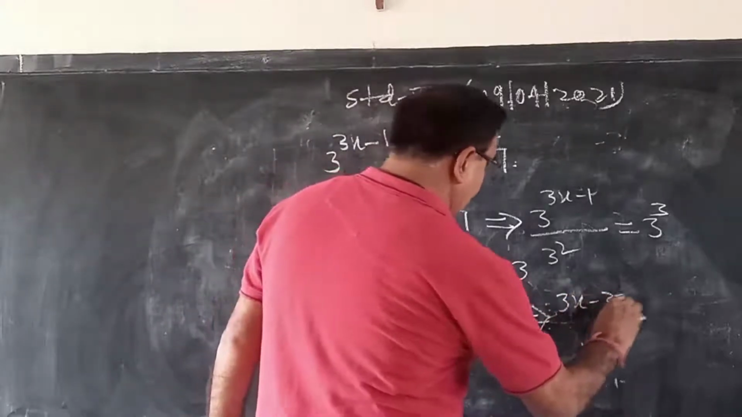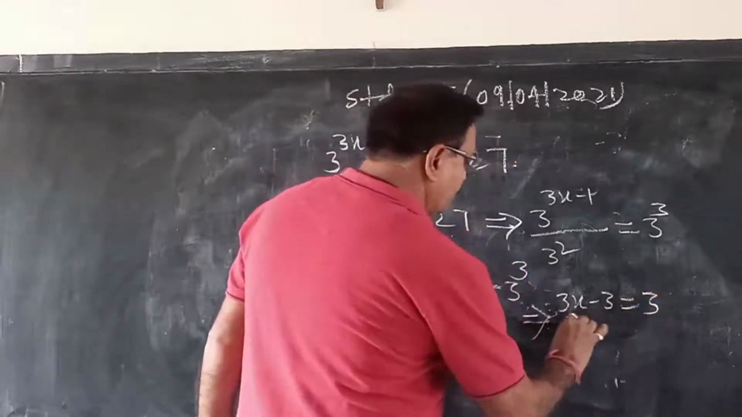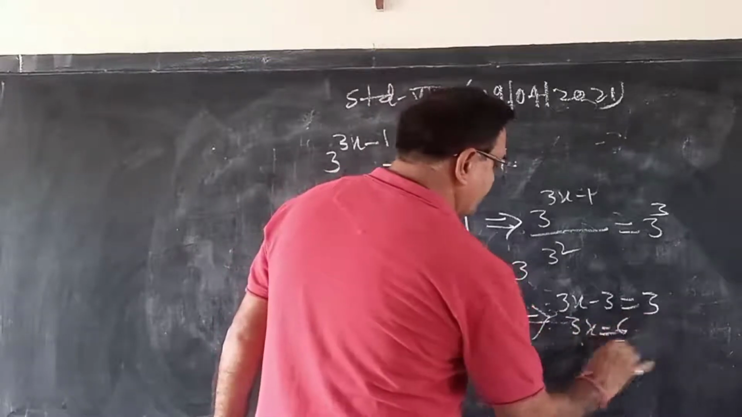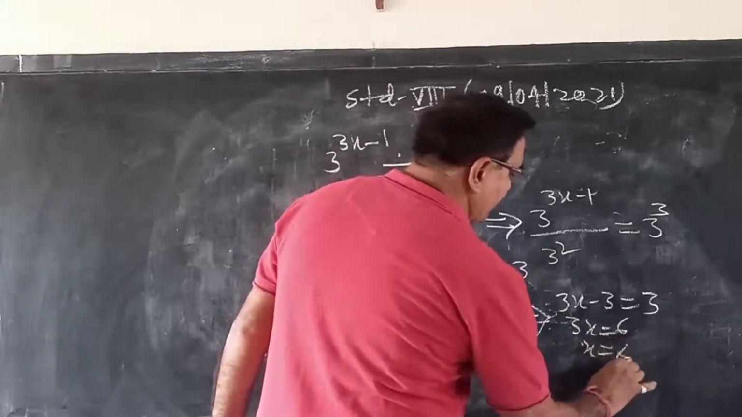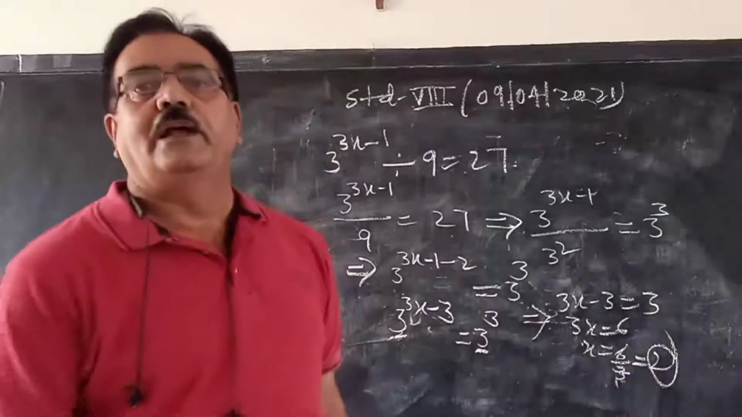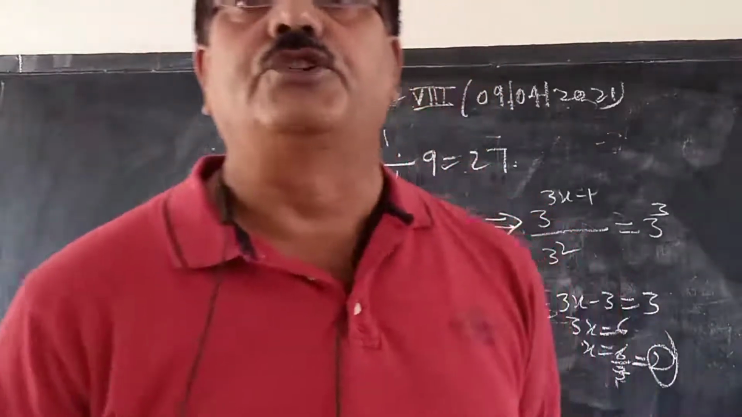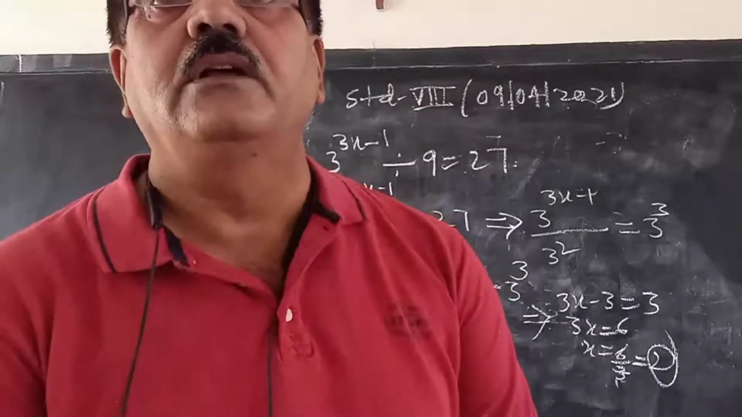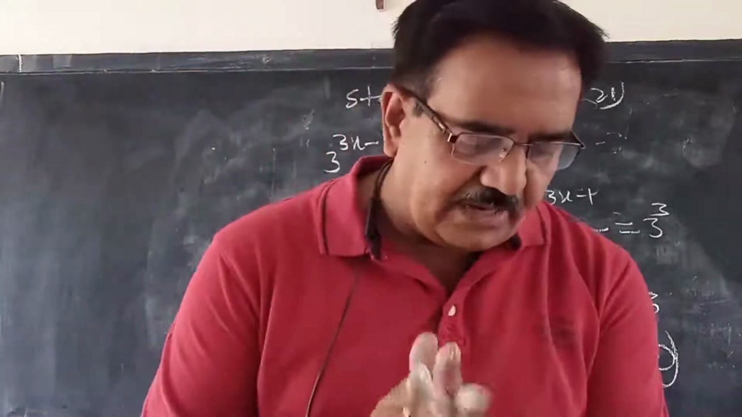3x minus 3 is equal to 3. So 3x is equal to 6. x is equal to 6 by 3, that is 2. So what is the value of x? The value of x is 2. Do you follow? So this type of question is there.